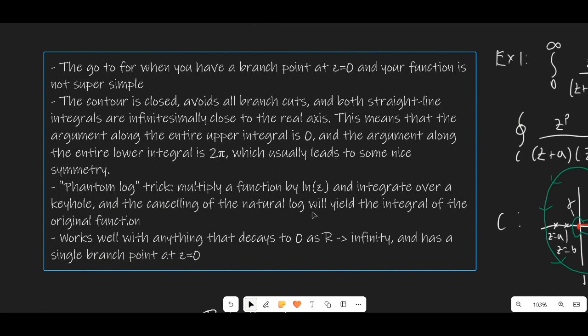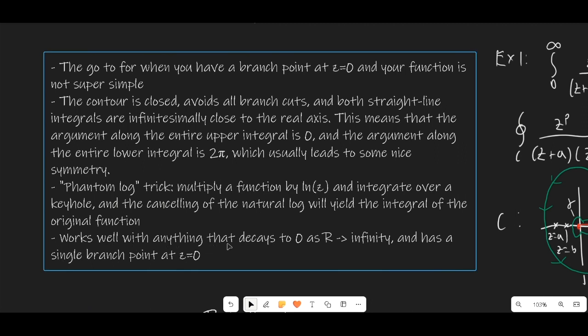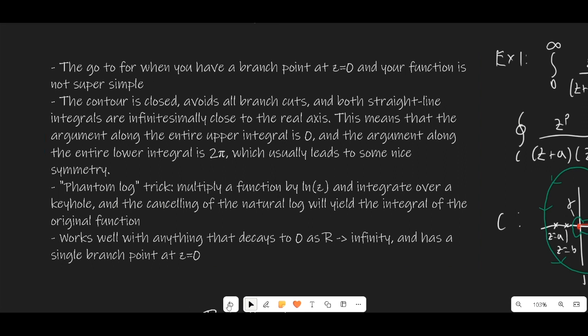It's a little bit hard to explain the phantom log trick, but if you're really stumped, you can always try multiplying a function by natural log of z and integrating over the keyhole and seeing how things cancel, and it may just work out for you. In general, the keyhole is going to work with anything that decays to 0 as r goes to infinity and has a single branch point at z equals 0. If it has another branch point somewhere else, the keyhole contour won't work out very well.